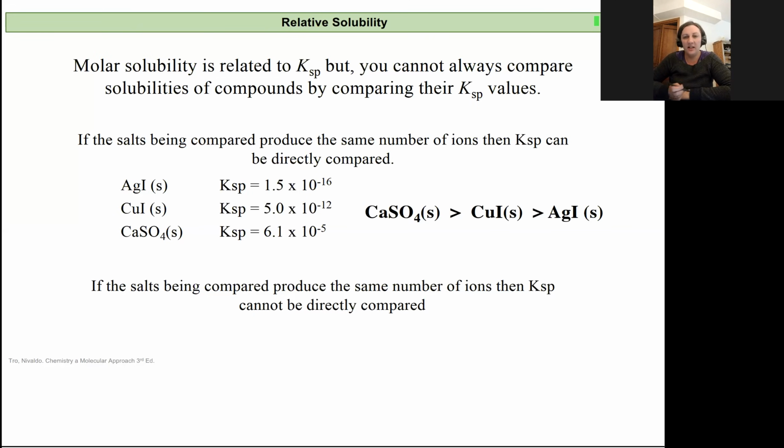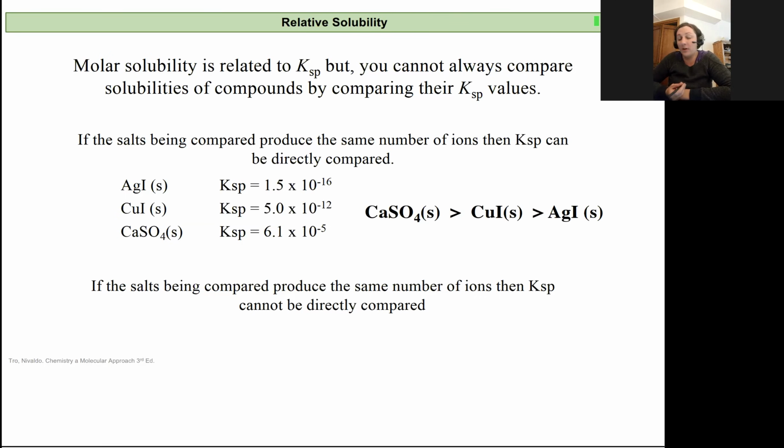In this video, we're going to talk about relative solubility and what we can and cannot compare when we are looking at different compounds and at their solubility products or their molar solubility. So molar solubility is used to calculate solubility product, and they're related, but you can't directly compare solubility products and always infer something about molar solubility.